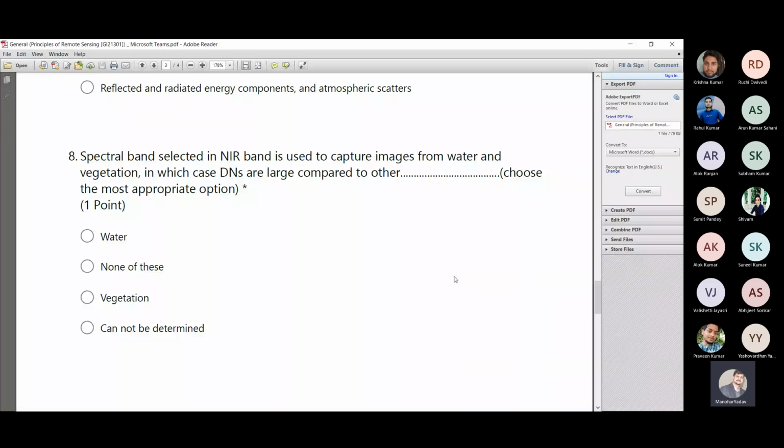In the first case, the range is concentrated at the lower side, let's say at average DN 25. And there is another range that is concentrated at DN, let's say, 230, if it is an 8-bit image. Correct? So in the output image, if you do the statistical analysis, there is one range centered at 25 and another range centered at 230. Now we are trying to see which kind of object these two ranges belong to.